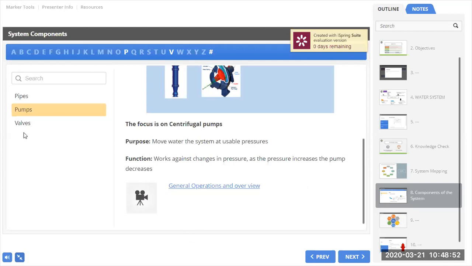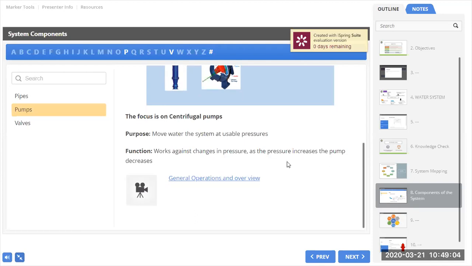Okay, so we also have now the purpose of pumps: to move the water in the system at usable pressures. The video that's there also goes into other things that we use pumps for. But note, it moves the water at usable pressures. So we use it to help us maintain pressure a bit.